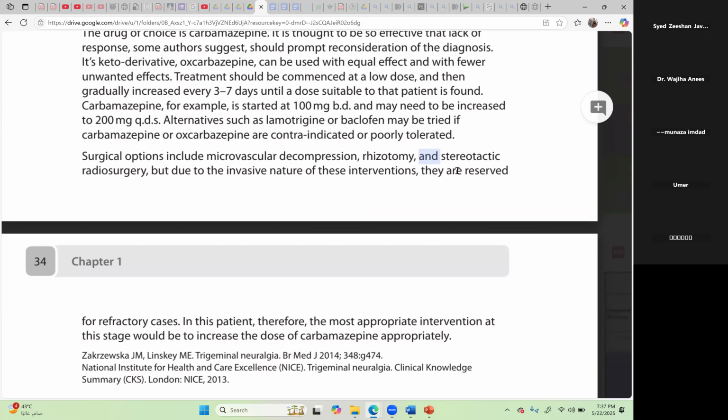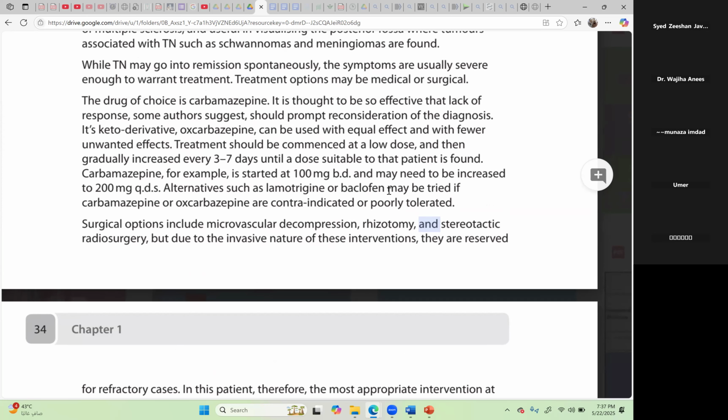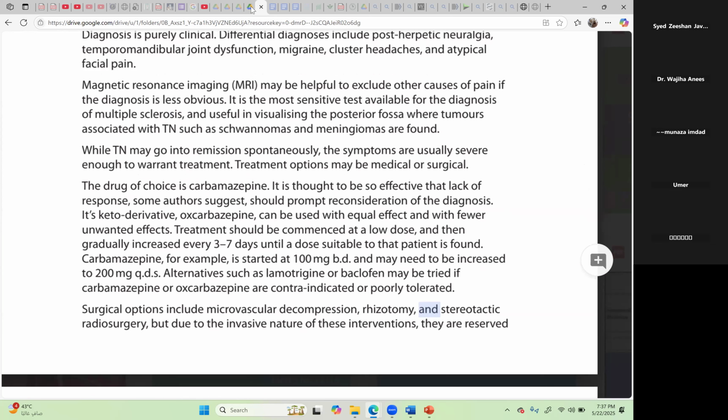Okay, so these are a few important things which you can extract from MCQs.